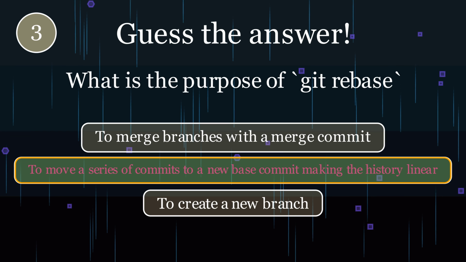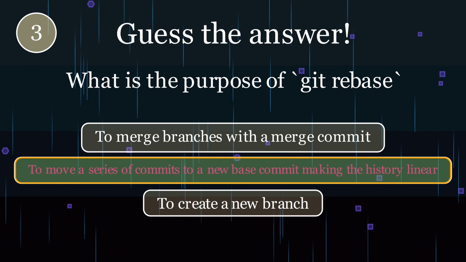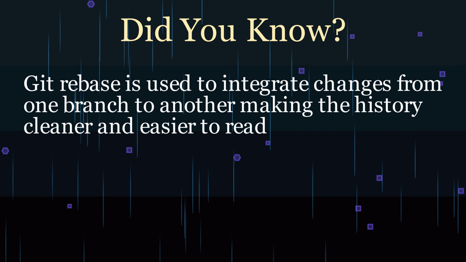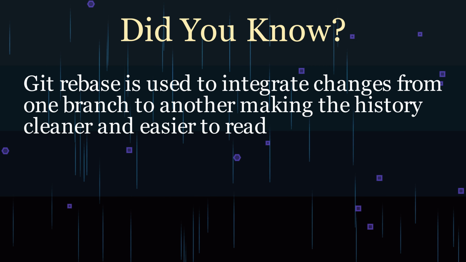The correct answer is, to move a series of commits to a new base commit, making the history linear. Surprising trivia, Git rebase is used to integrate changes from one branch to another, making the history cleaner and easier to read.